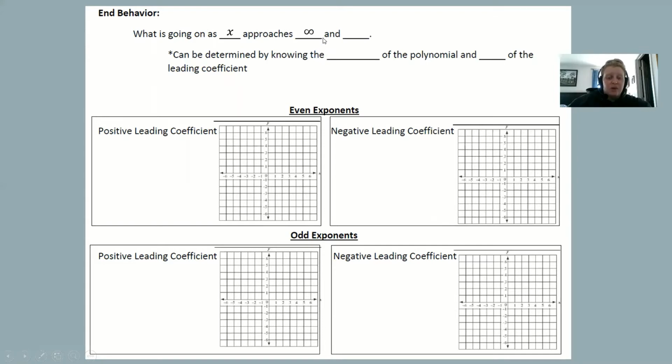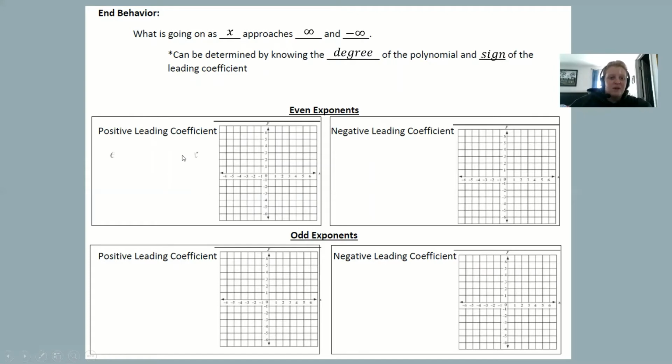There's the infinity side, which is the right side of the graph, and then there's the negative infinity side, which is the left side. All you need to know is what the degree of the polynomial is and the sign of the leading coefficient. If you know those two things, you can tell, even without looking at the graph, what's going on with the end behavior, both on the right and the left side. So there's always going to be four cases. Either your exponent is going to be even or it's going to be odd. So your degree is either going to be even or odd.